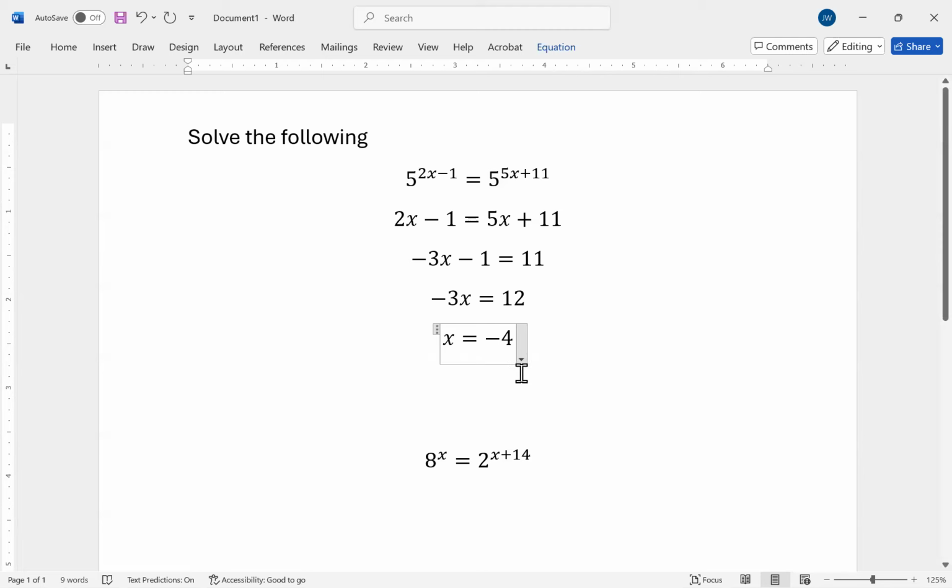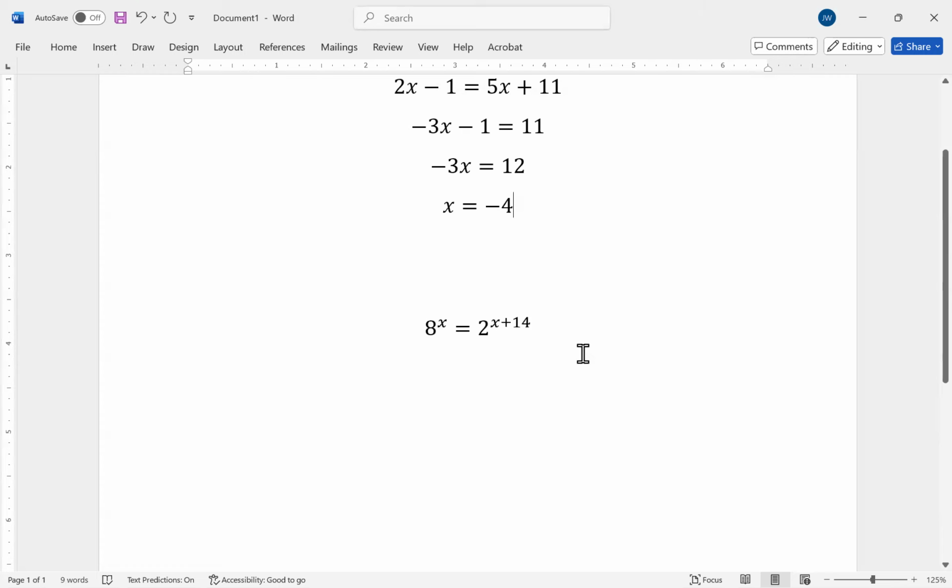Now you can check this by plugging in negative 4 into the left-hand side of this equation and plugging in negative 4 into the right-hand side of this equation. If I did that in both cases, I would get 5 to the negative 9th power. So x is equal to negative 4 is the solution to this first equation.